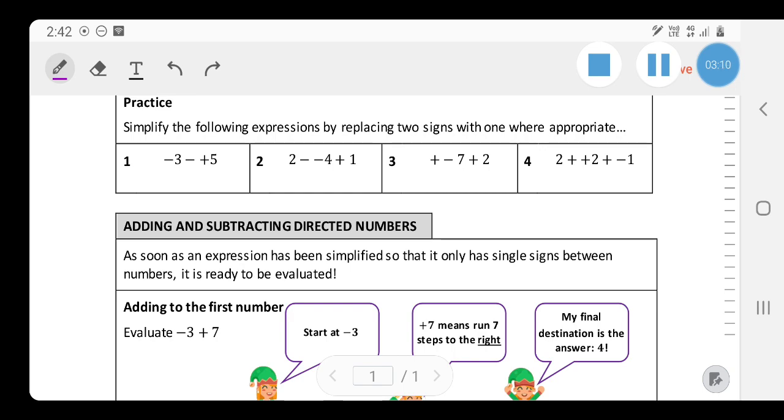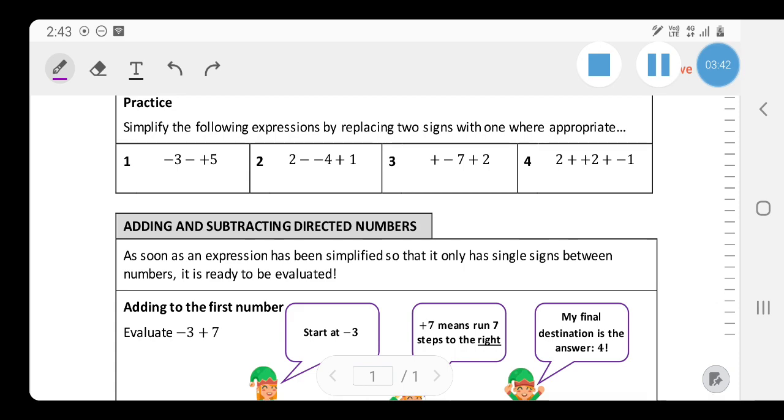Simplify the following expressions by replacing two signs with one where appropriate. And then we have 4 different maths problems. We're not being asked to evaluate to find the answer, to calculate. We're being asked to simplify those sums, those expressions, by looking to see where there are any signs next to each other, any instances where you've got two signs doubled up. And they have to be touching, and we're going to replace them with the appropriate single sign.